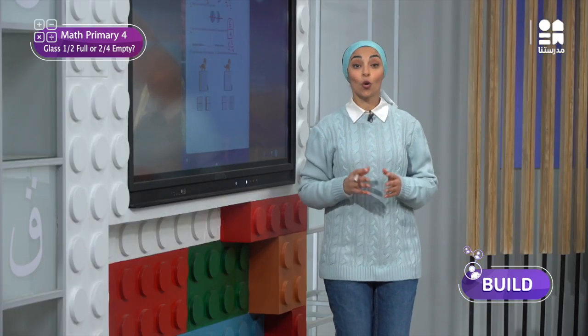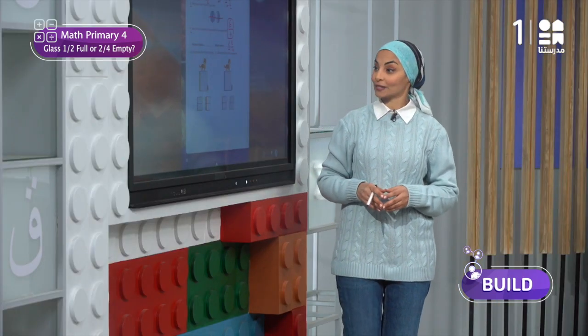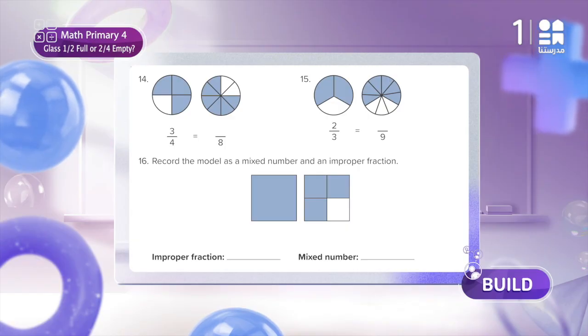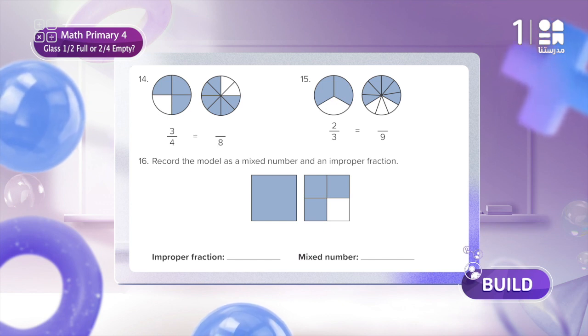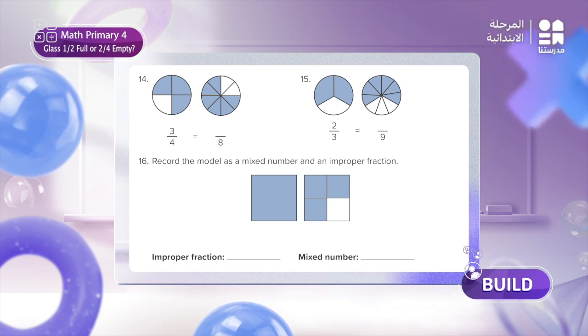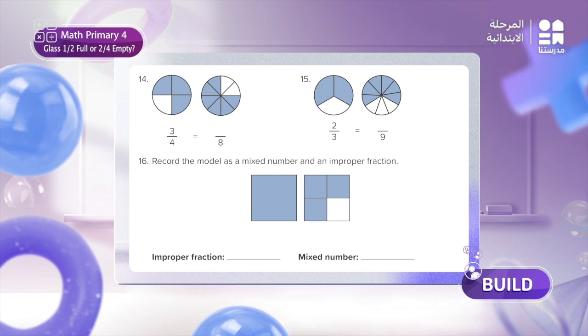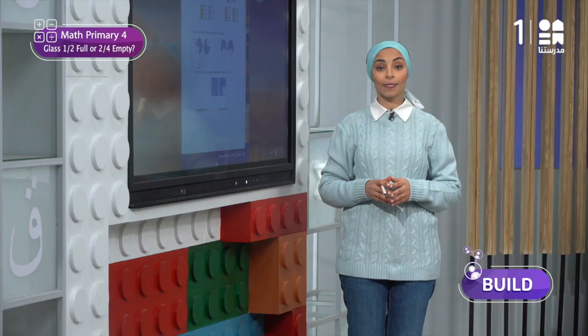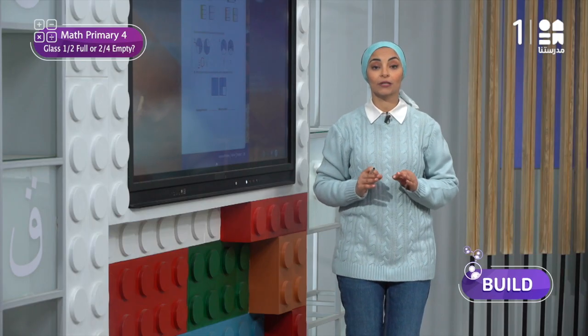Now let's solve problem number 14 all together. Here's problem number 14, as you see here. Now we are asked to write the equivalent fraction for the first model. What was the first model? It was 3 over 4. I'm asked to write an equivalent fraction for 3 over 4 using the second equivalent model.